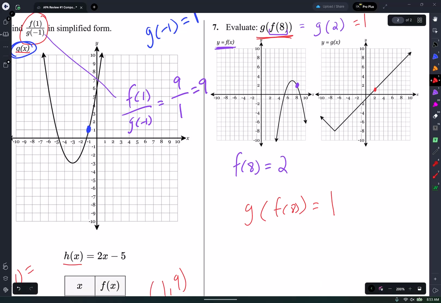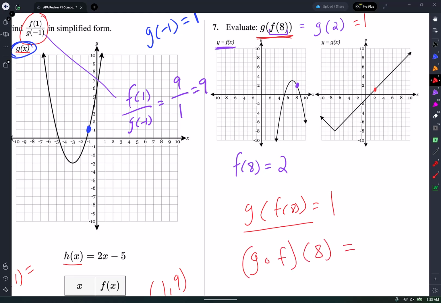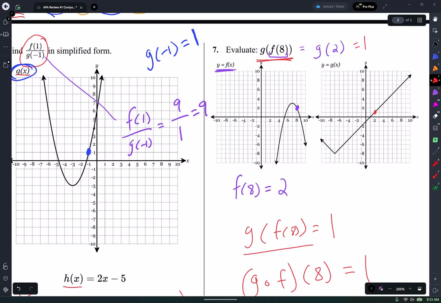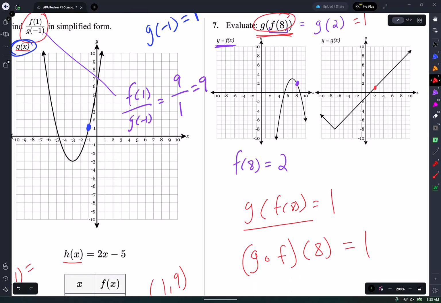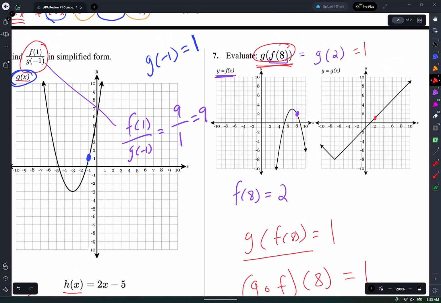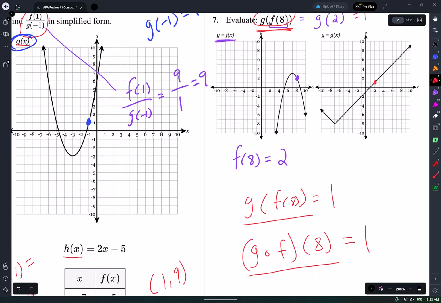And just make a note. It doesn't have to look like this. It could have also looked like this. Both mean the same thing. Which one? This one? This one? Oh, because it's a function with respect to x.